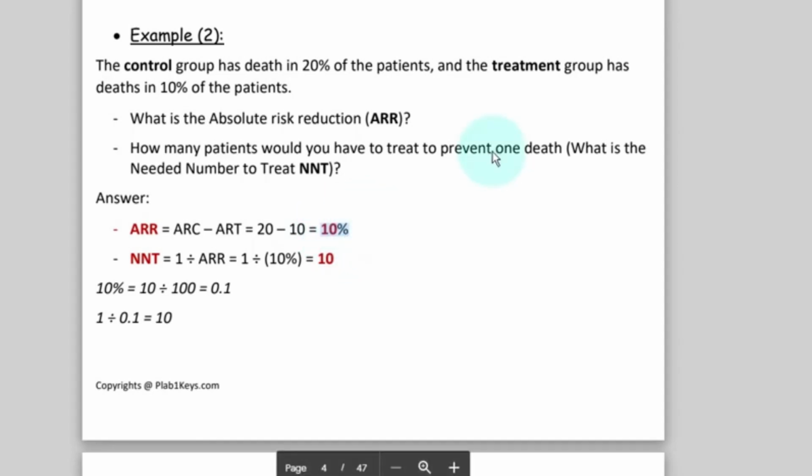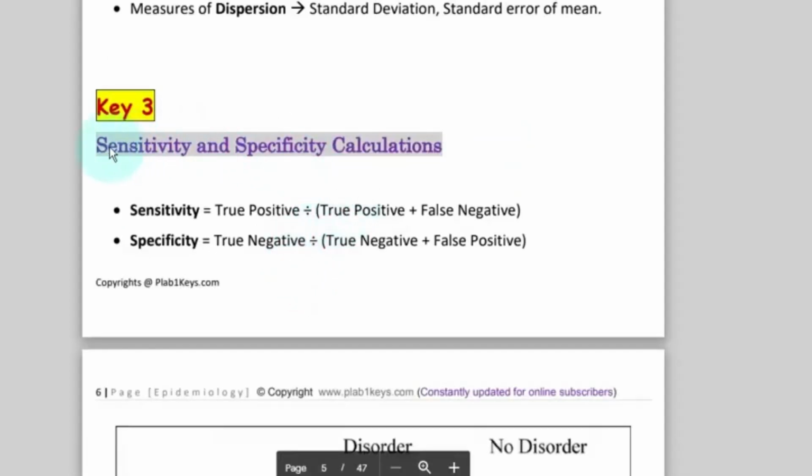Now, if you read the notes, it will be crystal clear to you what the definitions of absolute risk reduction and number needed to treat are. Now comes the topic of sensitivity and specificity. What is sensitivity and specificity?